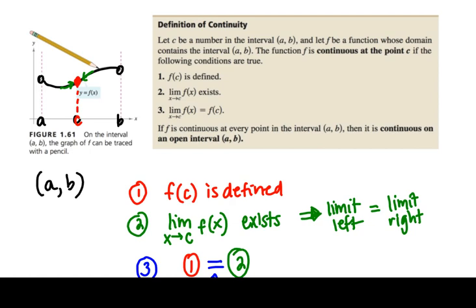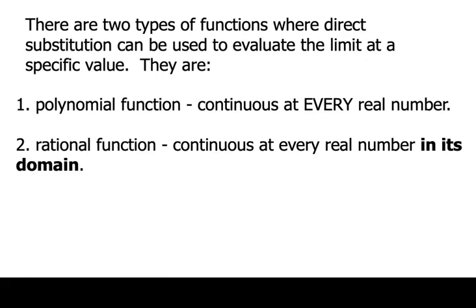And then you have a continuous interval from a to b. So sometimes we look at functions in which the entire function is continuous, and sometimes we're just looking at a portion of the function. Now, there are 2 types of functions where direct substitution can be used. We learned this in our previous lesson, in which you could just go straight to direct substitution, and one of those is the polynomial function.